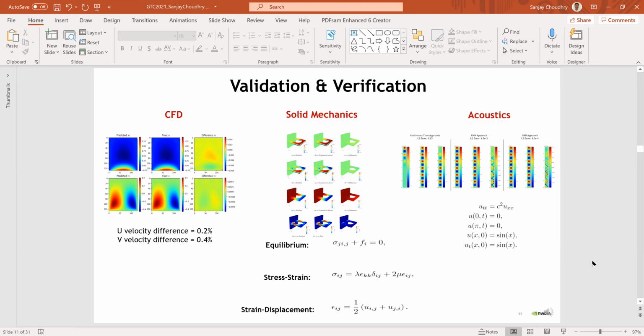So in CFD, the simplest example is, of course, the 2D lid-driven cavity, for which we got fairly decent comparisons with OpenFOAM. For solid mechanics, this is a bracket deformation, for which we got a very good comparison with MATLAB. For acoustics, it's just a comparison between the different schemes that are there in neural network with continuous time, RNN and GRU. And GRU turns out better than RNN for longer time periods and continuous time periods.